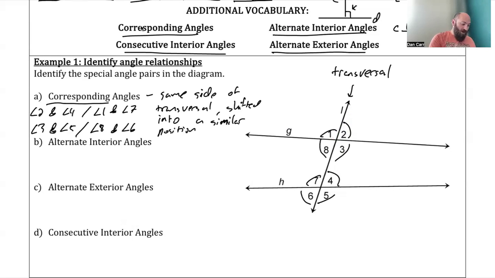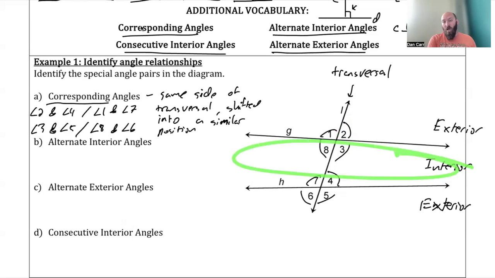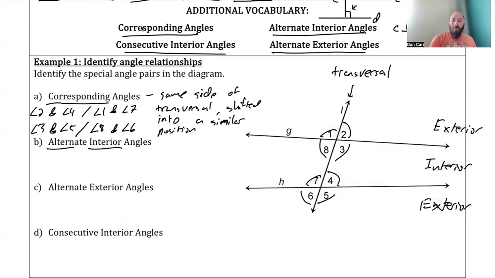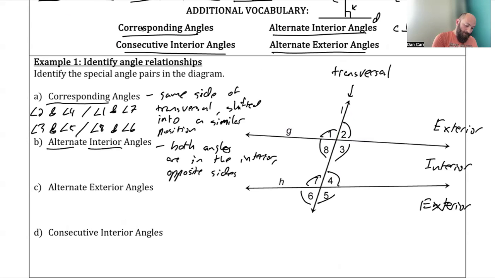Alternate interior angles. So before I get to this, let's also label this diagram with what's called the interior and the two exteriors here. Exterior. Okay. So my interior is in between my two lines that are being intersected by the transversal. My exteriors are up and above and below like this. So when I say alternate interior angles, both angles are in the interior, opposite sides of the transversal.